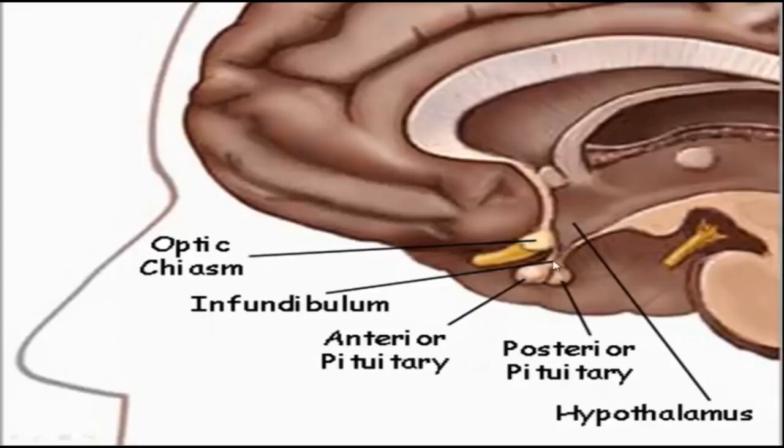Understood? Then the pituitary gland forms the major endocrine gland in most vertebrates. It regulates and controls other endocrine glands and it is known as the master gland. Why is it known as the master gland? Because it regulates and controls other endocrine glands.